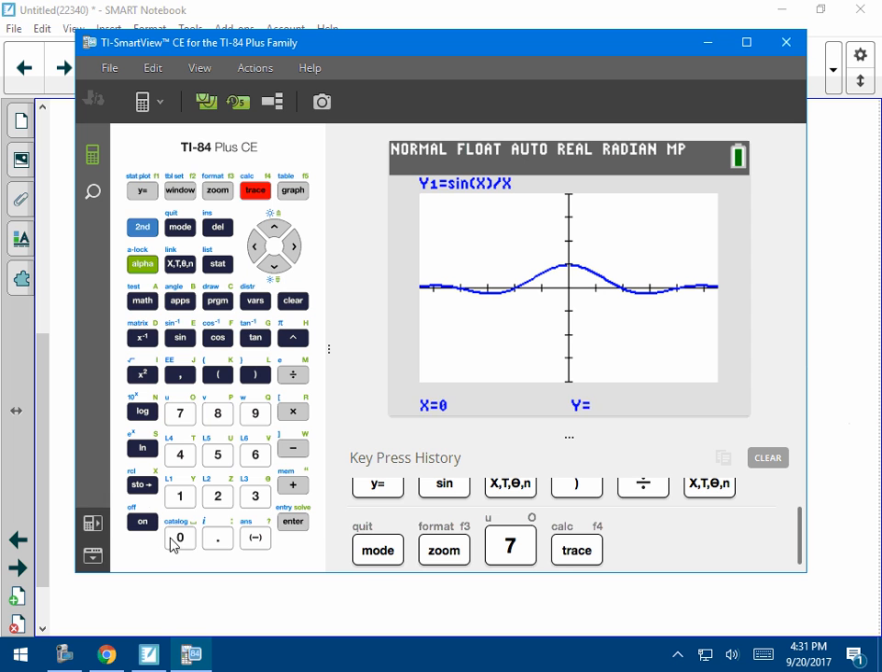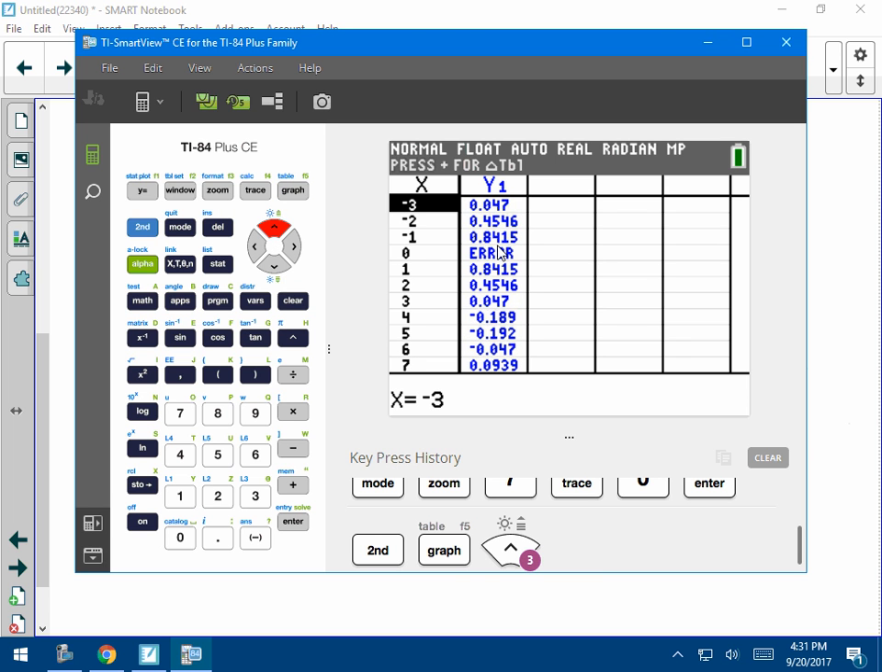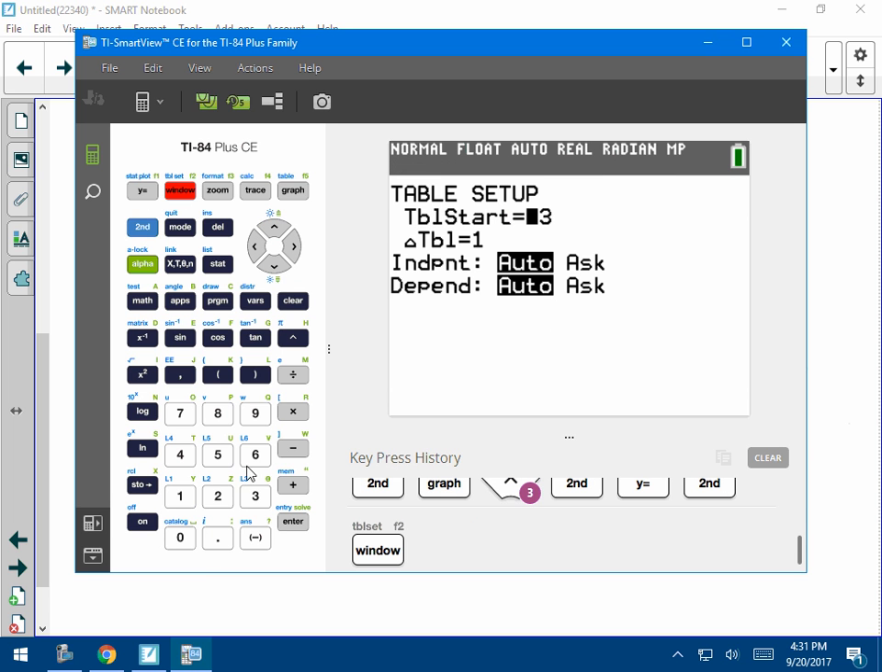If you hit trace and type 0, there's actually nothing there. So what's happening is there's a hole here, but it is getting closer and closer to 1. If you look at the table, you can see that. You can see it's increasing and then decreasing. If I get a little bit closer, let's start at negative 0.1, and let's go by 0.01s.